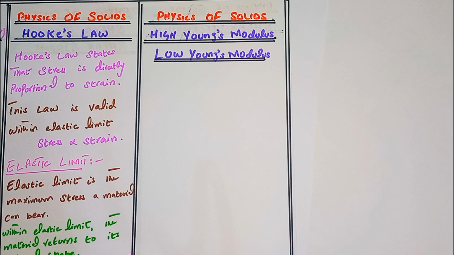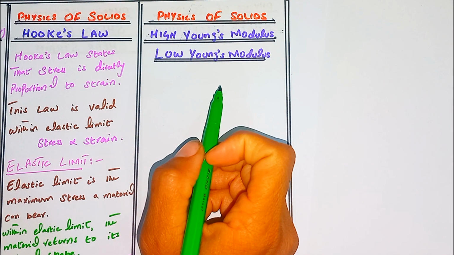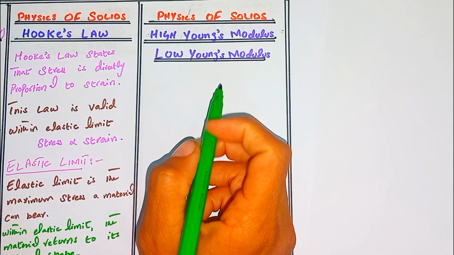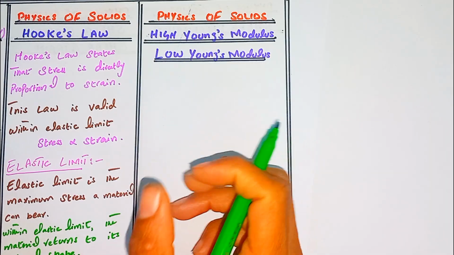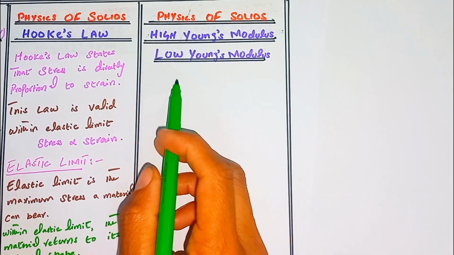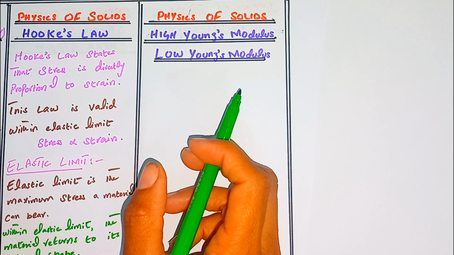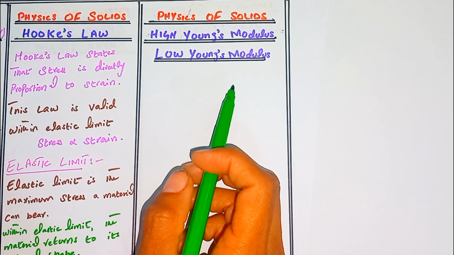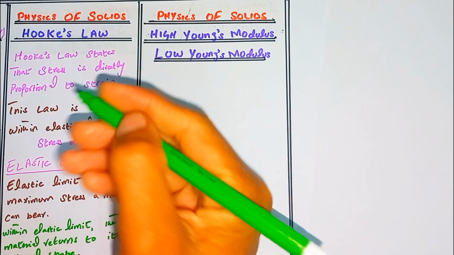Now we discuss high Young modulus and low Young modulus. What does high Young modulus mean? High Young modulus means the material is very stiff, very hard. It shows that a small strain is produced when we apply a large stress. If we take the example of steel, when we apply a large stress, it produces a small strain.